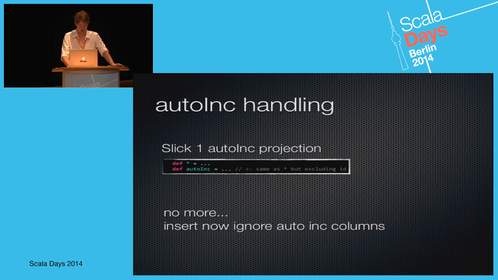You can look at that in more detail later. Another annoyance in Slick 1 was this auto-increment projection, where, when you wanted to insert something for most databases, you had to exclude the ID, and you had to do that manually. So basically you had to write one thing that lists all your columns and another thing that excludes the ID. In Slick 2, that's handled automatically by just excluding the ID column on inserts. And there's an alternative method which allows you to force inserting into the ID column if you need to.